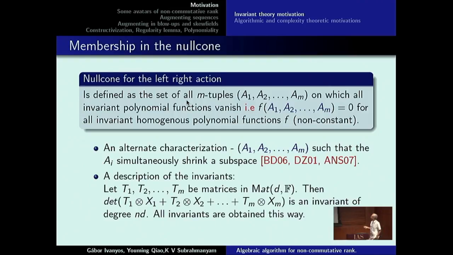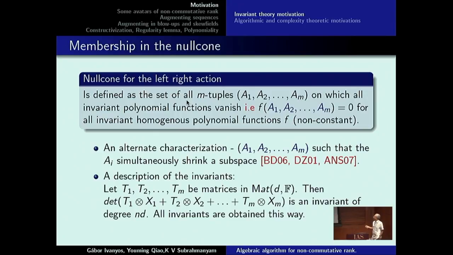There is an alternate characterization of the null cone. It is a tuple of matrices which simultaneously shrink a subspace. Again, this was alluded to in yesterday's talks also, so I will come to this definition again. Think of all of these matrices as operators from the n-dimensional vector space over F to the n-dimensional vector space over F. Then we say a subspace is shrunk if there is some fixed subspace U such that each of these A_i sends U into U prime, and U prime is of strictly smaller dimension than that of U.